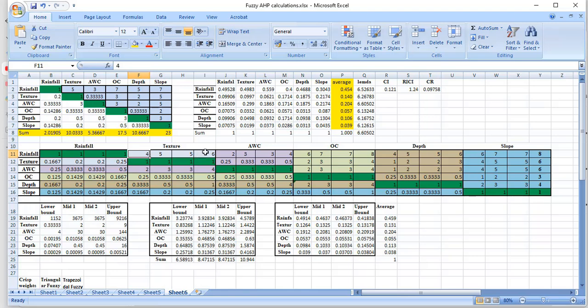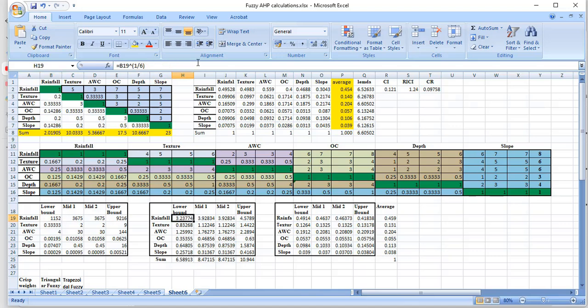This one is the lower bound, this is the upper bound, and then this is mid 1 and mid 2. So for the lower bound, again we have to take the multiplication of all these first cells. For mid 1, the multiplication of all the second cells. Similarly for mid 2, the multiplication of the third cells, and for this, the multiplication of all the fourth cells for each criterion. So for all the criteria, you will get the four boundaries.